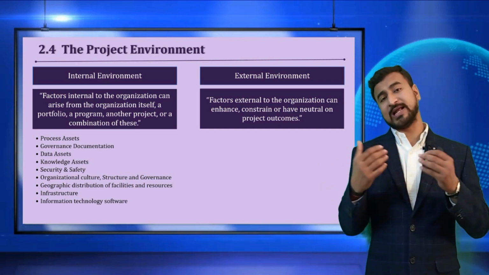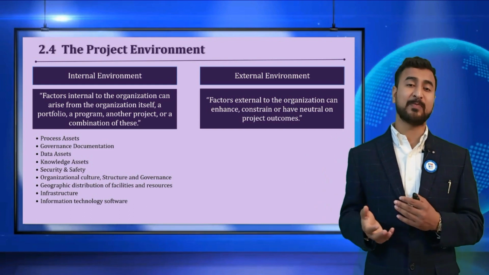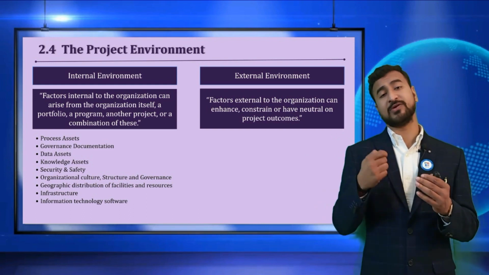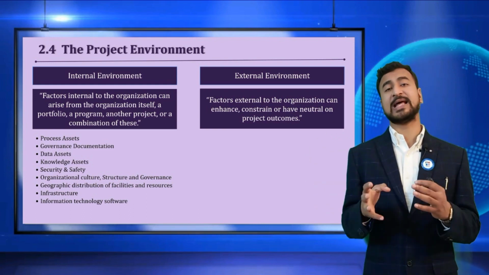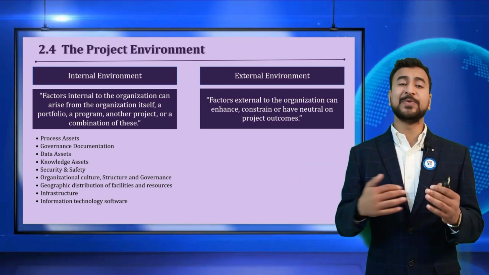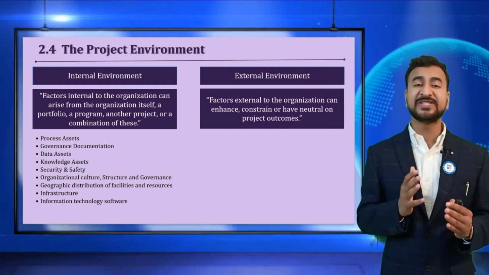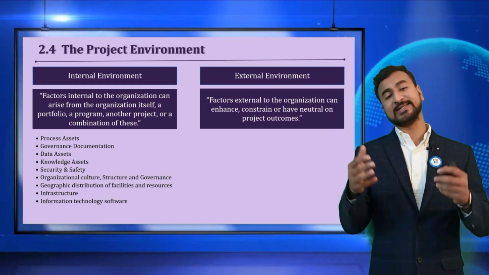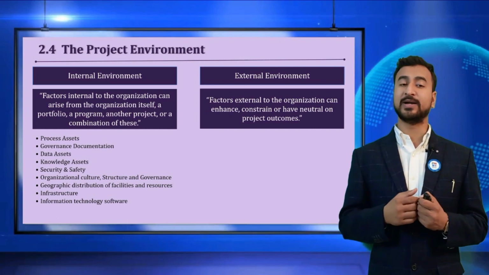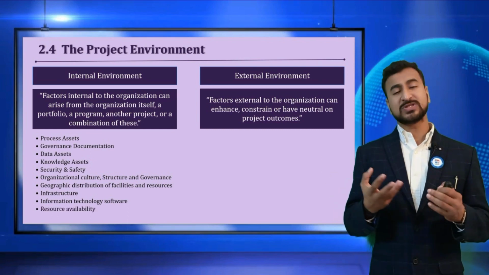Information technology software, there are many software, a few names like your enterprise resource planning software, your SAP, how you manage them, your project software like Trello and other things that help you to govern and manage the project, program, and portfolio in a very efficient manner. That all falls under this category of internal environmental factors. Then resource availability.